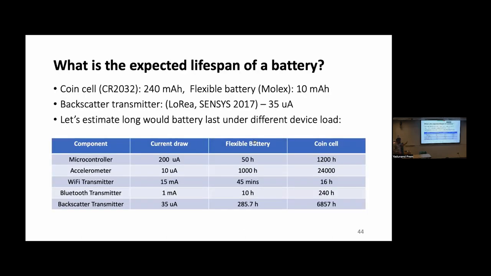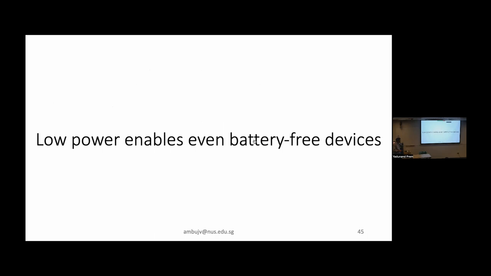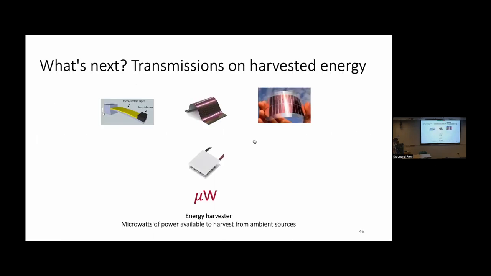Let's look at, for example, the table that we had looked at. The transmitter that I had developed consumed about 35 microamperes. I'm missing that table, but if you estimate, you will figure out that you could have this flexible battery and coin cell last for a much more significant time period by having this backscatter system. So what's the other implication of having a very low power wireless transmitter?